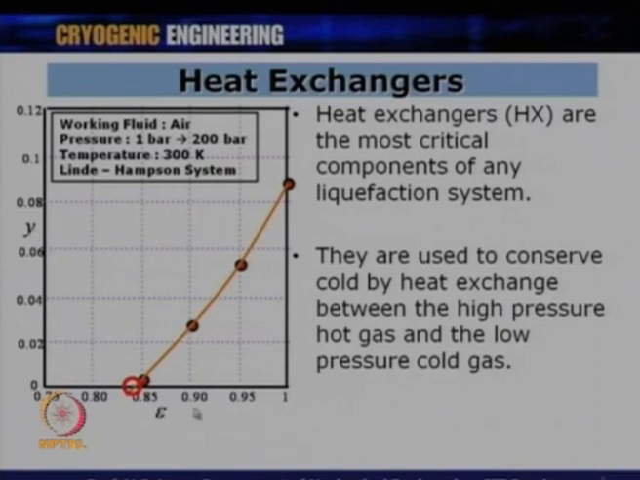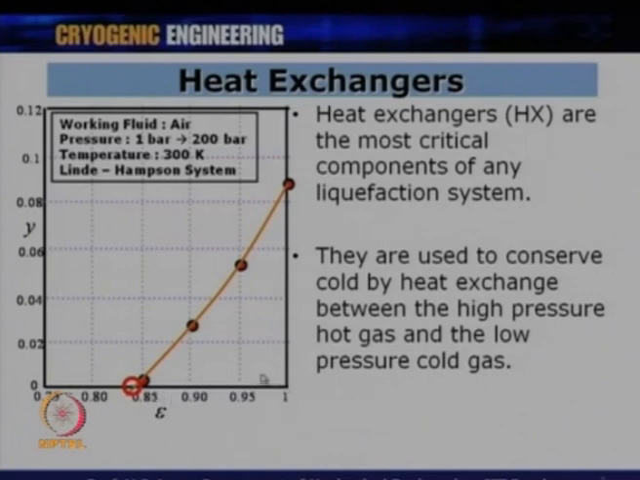Now, this graph tells you the variation in the value of Y, that is the yield, with the epsilon value. You can see that if the epsilon value, or the effectiveness of the heat exchanger, is 100%, we get the highest yield, around, let us say, 0.09 or something like that. But as the epsilon value goes down from 100% to 95% to 90%, the yield starts coming down. So, this curve tells you how important it is. And you can also see that if your epsilon value is less than 85%, the yield is absolutely 0.